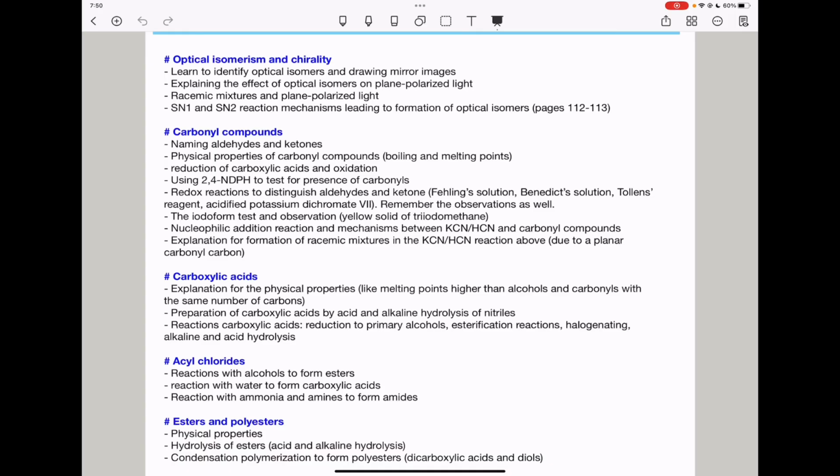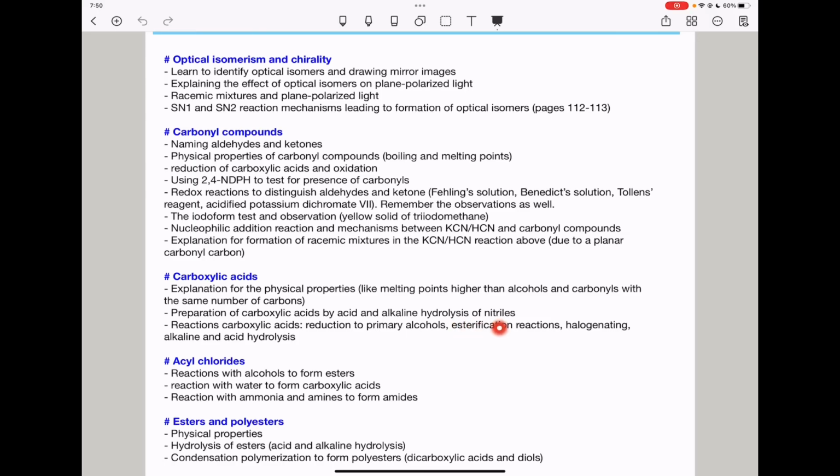Reactions of carboxylic acids include reduction to primary alcohols. And again here, remember, yes, carboxylic acids can be reduced to aldehydes, but this reduction reaction is so fast, it goes through to primary alcohols, so the aldehyde may not be observed. So we usually say reduction to primary alcohols.